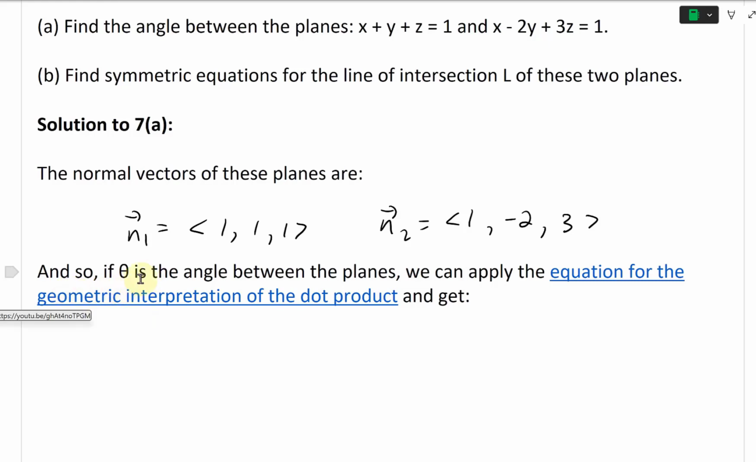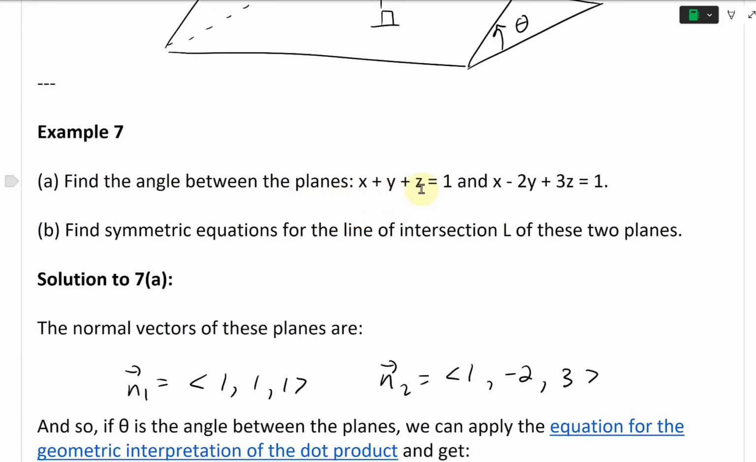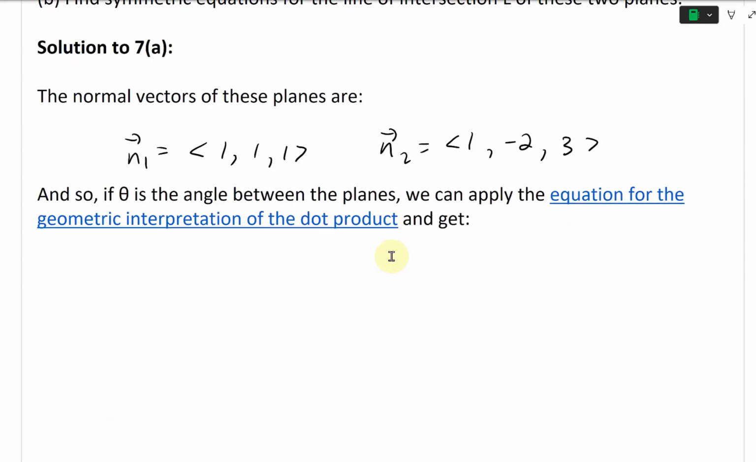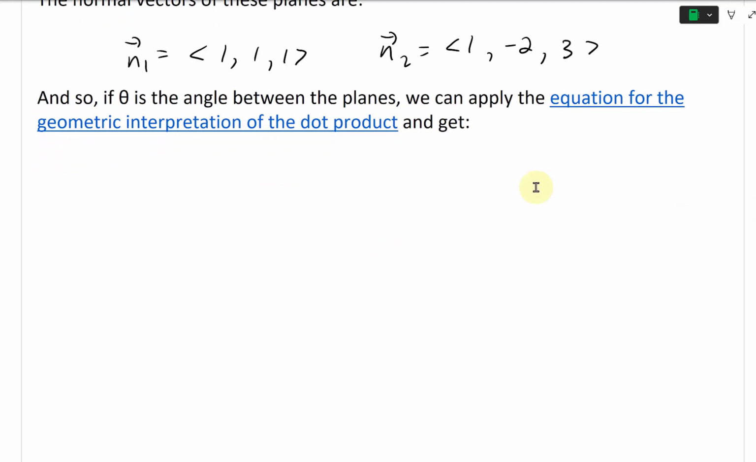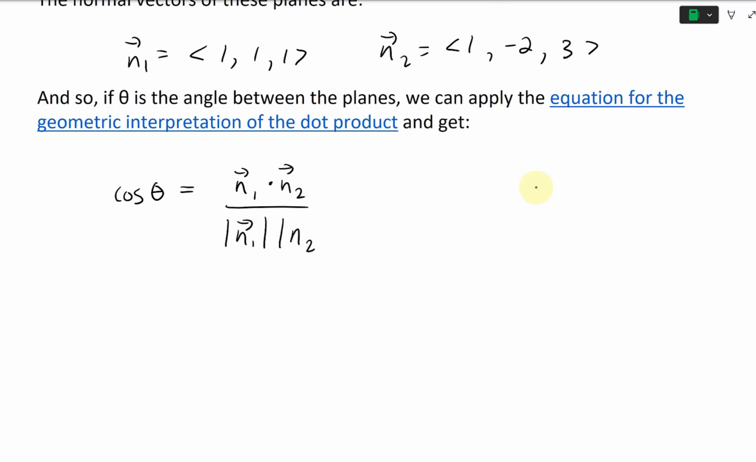If theta is the angle between the planes, we can apply the equation for the geometric interpretation of the dot product and get the following equation. Basically, the angle between the planes is just the angle between these normal vectors. If you recall from my earlier video, the geometric interpretation of the dot product is that cosine theta, the angle between the two vectors, is equal to the dot product of the two vectors divided by the lengths of each one multiplied by each other, like that.